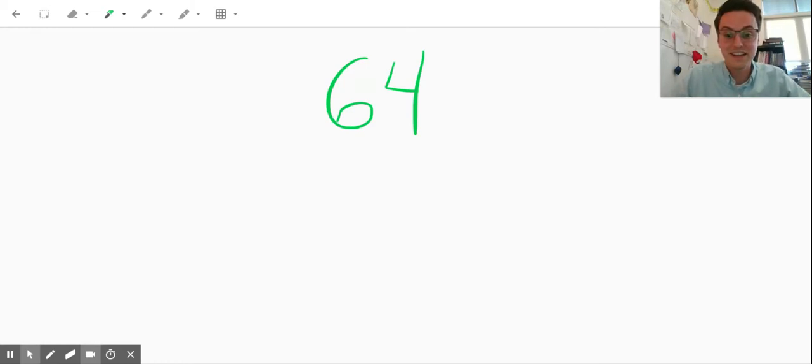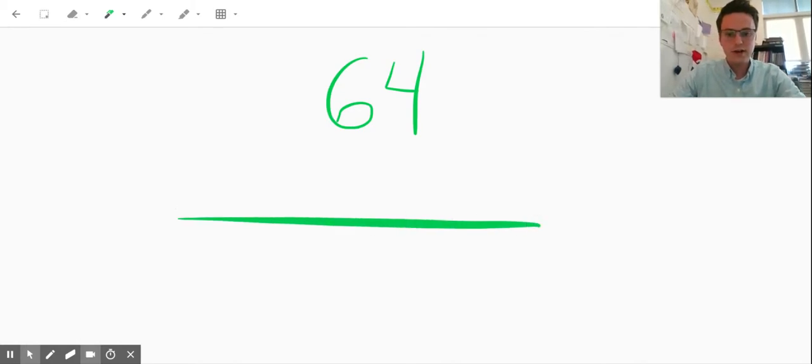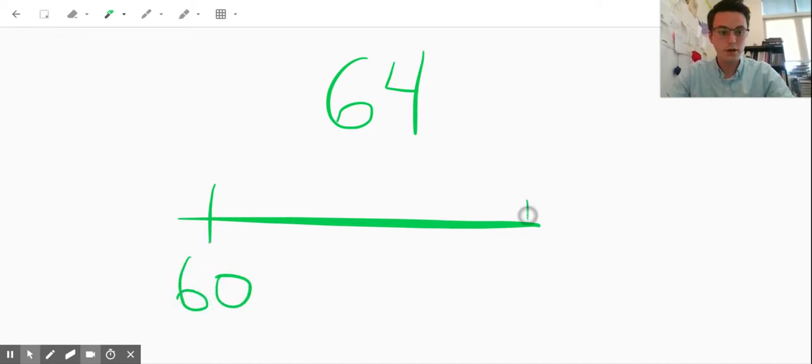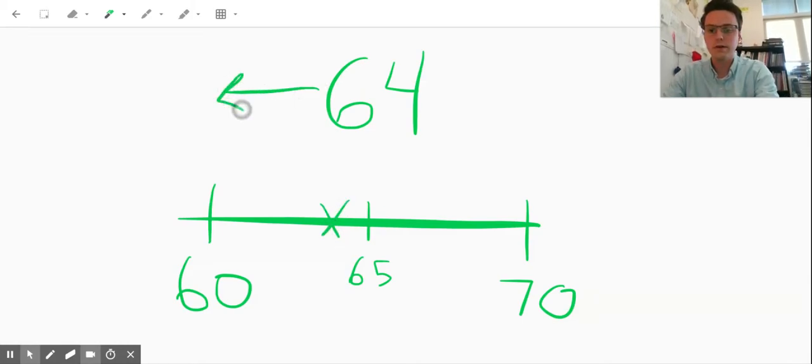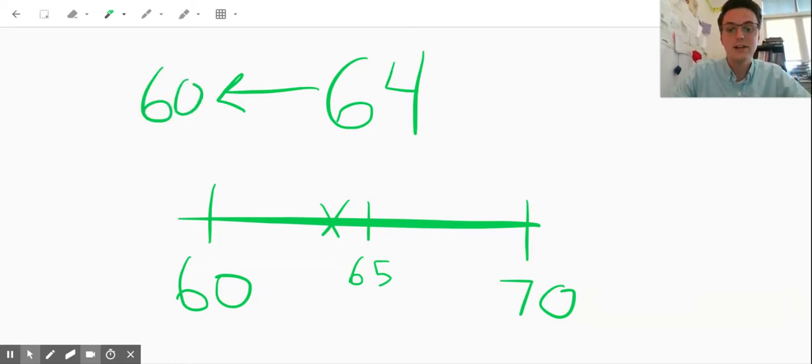Okay, did you have time to discuss? Okay, 64. If I'm trying to round 64 to the nearest 10, I know that it can either go back to 60 or go up to 70. What's in the middle of 60 and 70? 65. 64 would be about here on the number line. So I know that 64 would round down to 60. That's how I round to the nearest 10.